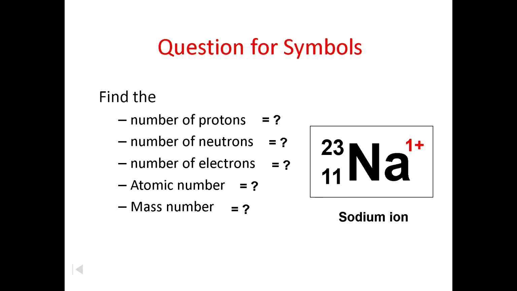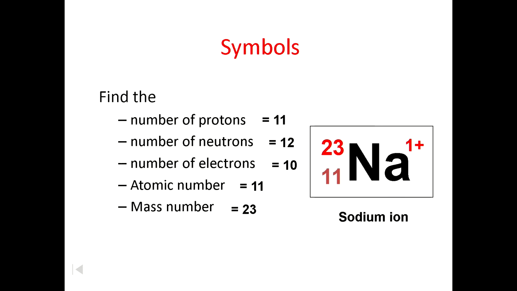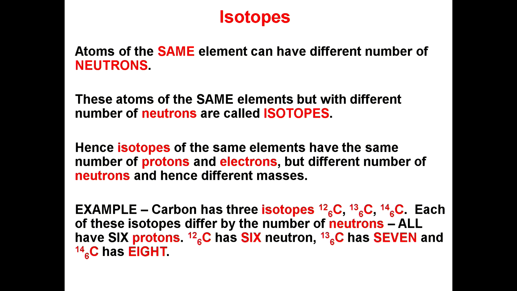Yes, good. Atomic number? 11. Mass number? 23. Yes, this is the atomic number and this is the mass number. So here is the answer. We can see the number of electrons should be 10 now because it loses 1 electron.